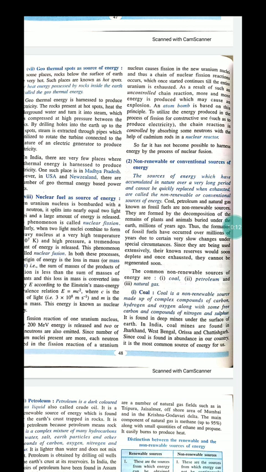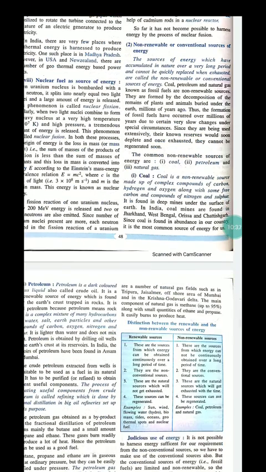They take lots of time, millions and millions of years. When the plants and animals were buried under the earth, they take so much time, millions of years, to be converted into an energy source. Now coal is a non-renewable source of energy made of complex compounds of carbon, hydrogen and oxygen, along with some free carbon and compounds of nitrogen and sulfur. It is found very deep in the mines. In India we get it in Jharkhand, that is the Chota Nagpur area, West Bengal, Odisha, Chhattisgarh, many places.